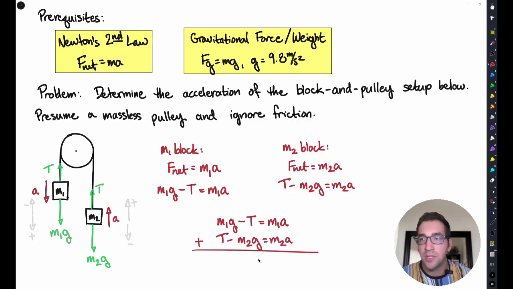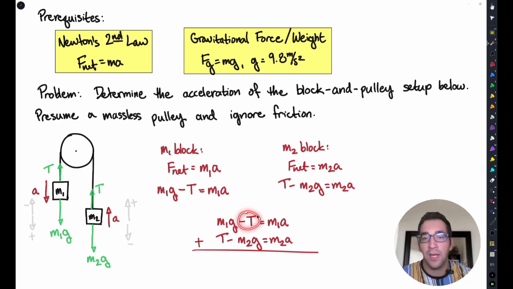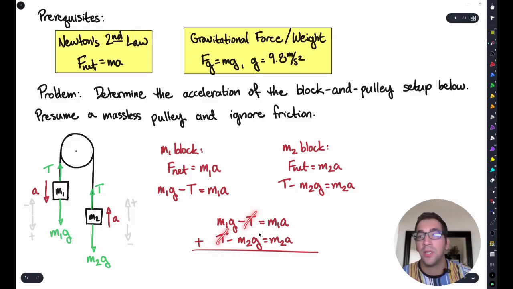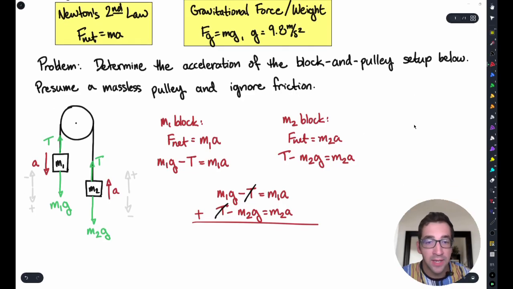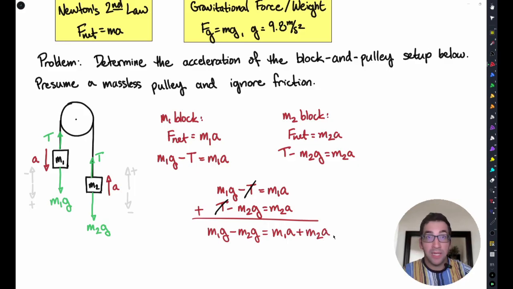If we add those two equations together, we can see that the left-hand side has a t and also a negative t. Positive t minus t is going to cancel away. So these two go away, and all we're going to have is the M1G and the M2G on the left-hand side. So writing that out, for the left-hand side, we have M1G minus M2G, and on the right-hand side, nothing cancels. We just have M1A plus M2A. So now we have eliminated t.